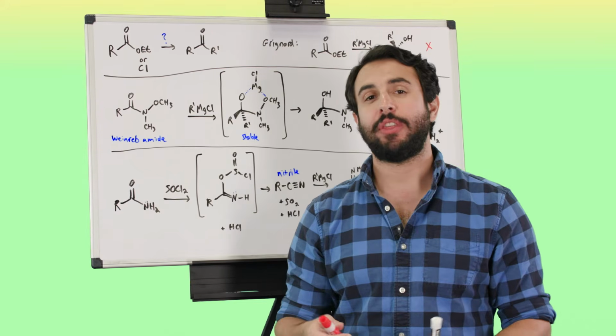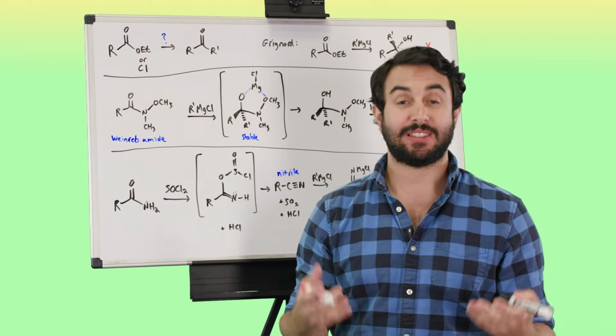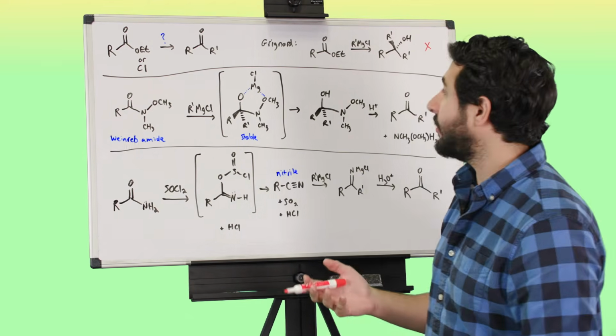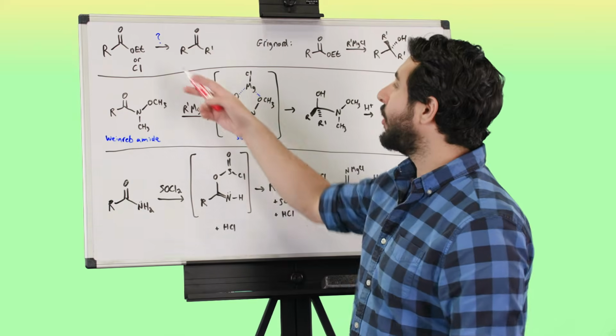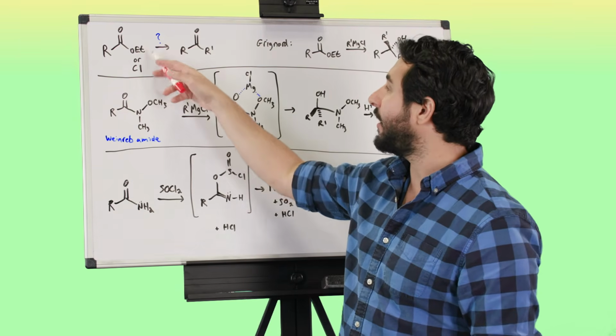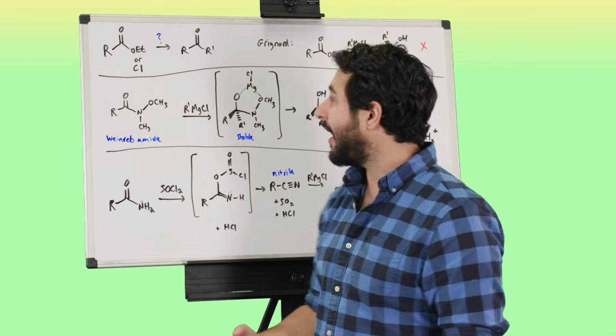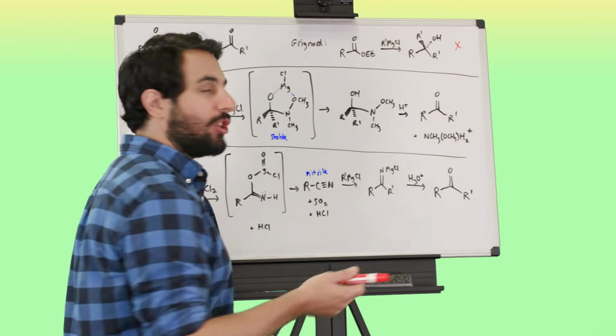So let's look at one more thing. Let's say that we want to synthesize some ketones from some carboxylic acid derivative. So say we want to go from an ester or an acid chloride to a ketone. Now, we may not be immediately sure of how to do this.